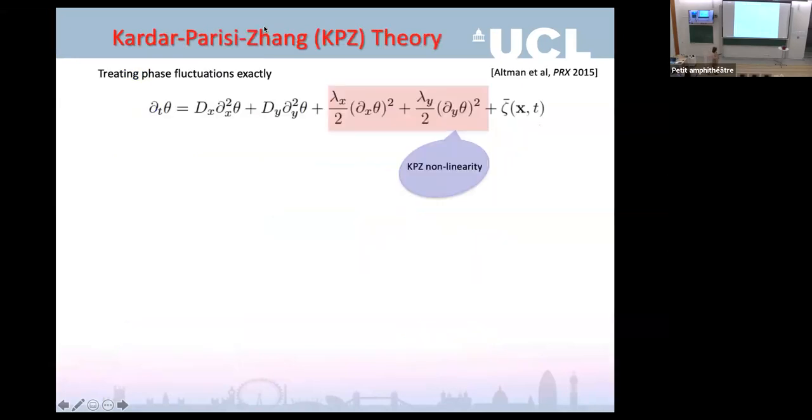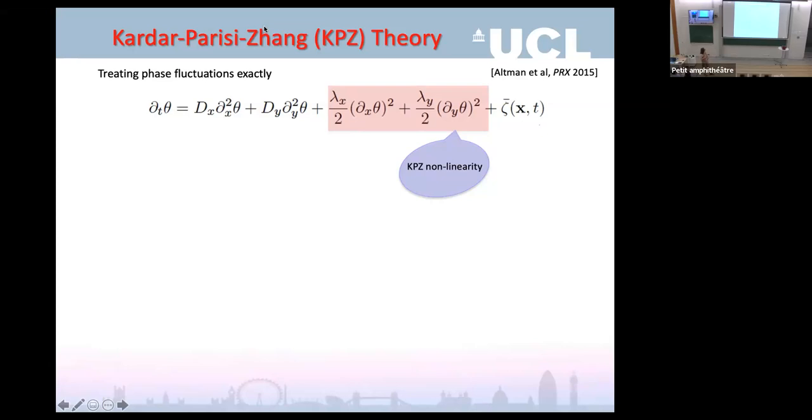Obviously I have no time to derive why our system obeys the KPZ equation. You have to believe me, but that's where it comes from. So a driven dissipative condensate will have amplitude and phase.